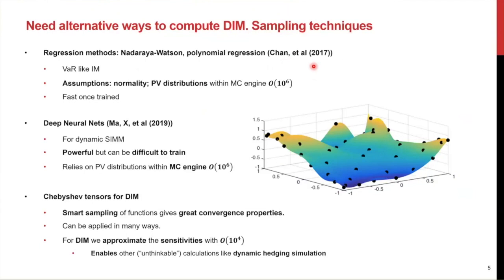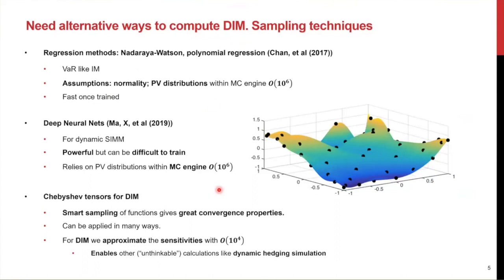to get the paper. Also, we're going to be considering the deep neural nets that have become quite popular in recent times. And also, we're going to be talking about Chebyshev tensors and how to apply them in dynamic initial margin. Quick comments about each of them. Then in the second half of the presentation, I'm going to go into the details of each of them and also present results, so that we can come up with a comparison of the three methods.